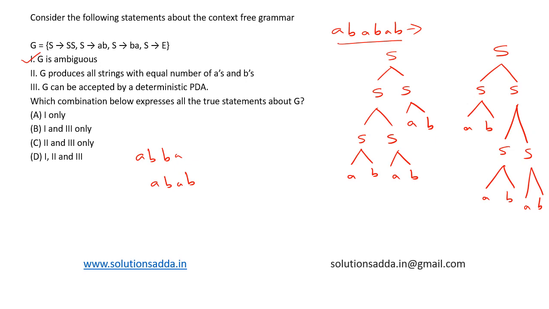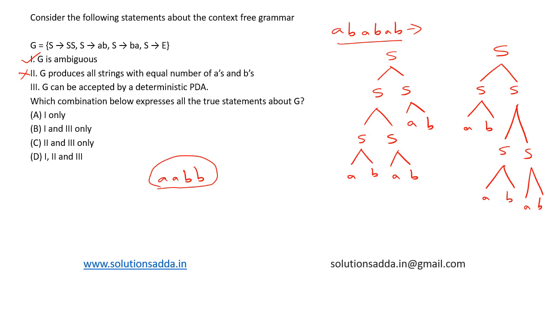In that form, strings are getting generated. But one string that the grammar is not able to generate here is AA, BB. This string cannot be generated by this given grammar. So option 2, G produces all strings with equal number of A's and B's, is not correct because AA, BB cannot be accepted or generated by this grammar. So this option is false.